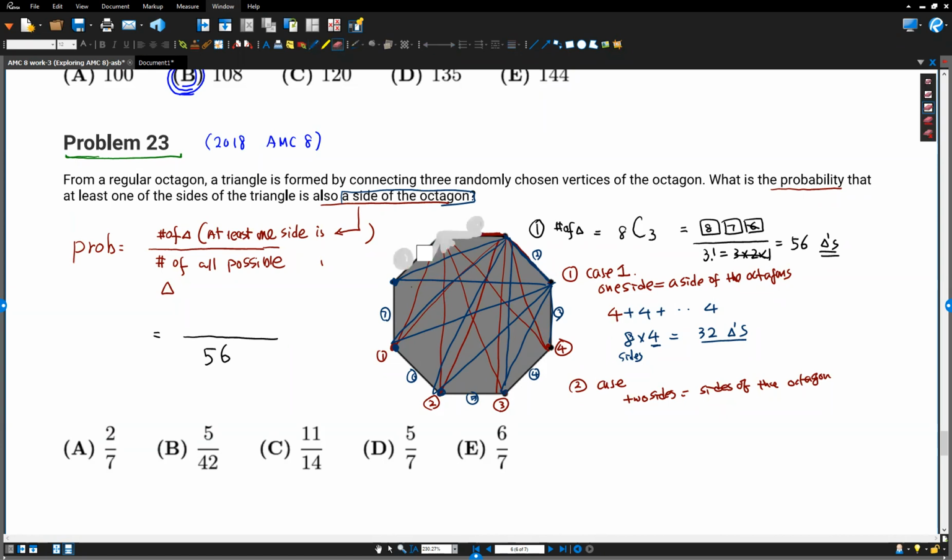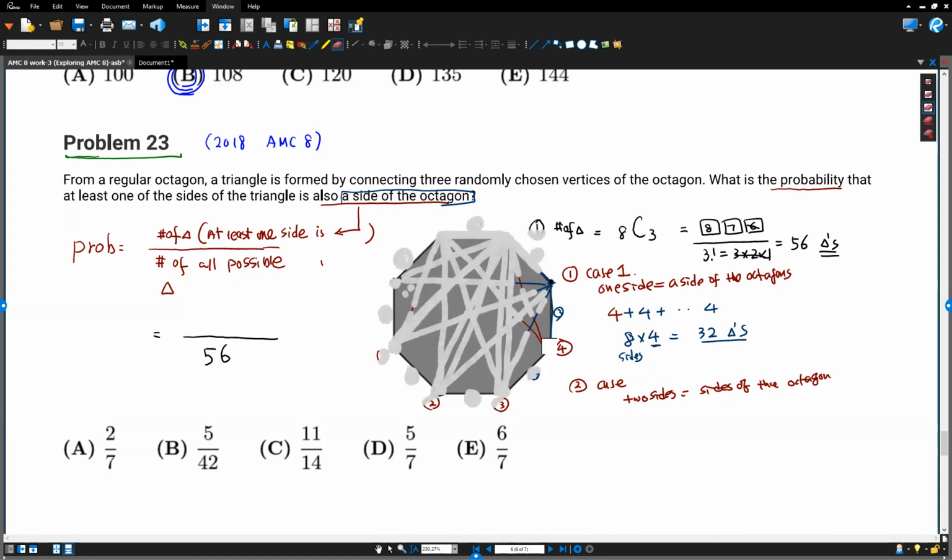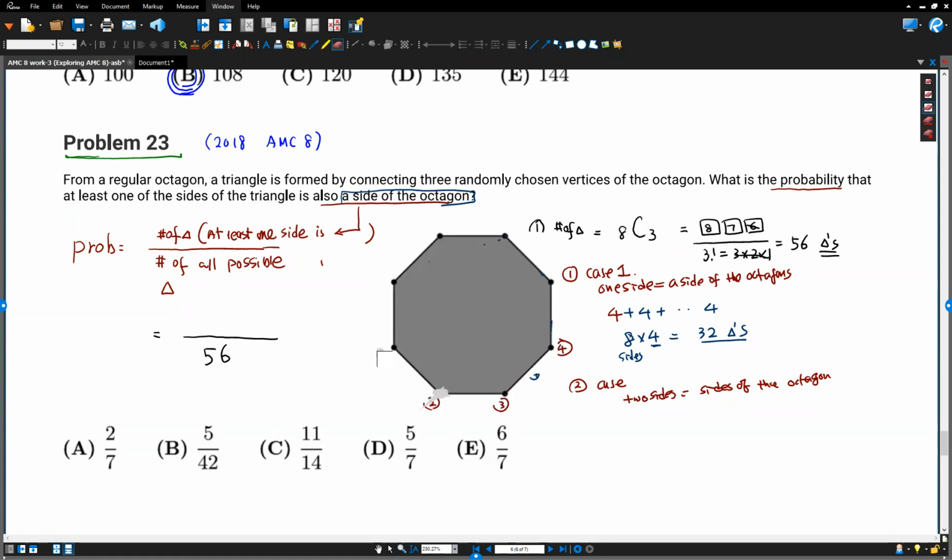Are you guys with me? Yeah, very good. Okay, the next one, Case 2: two sides, this side and this side. How many triangles? Only one. With these two sides, only one triangle is available.